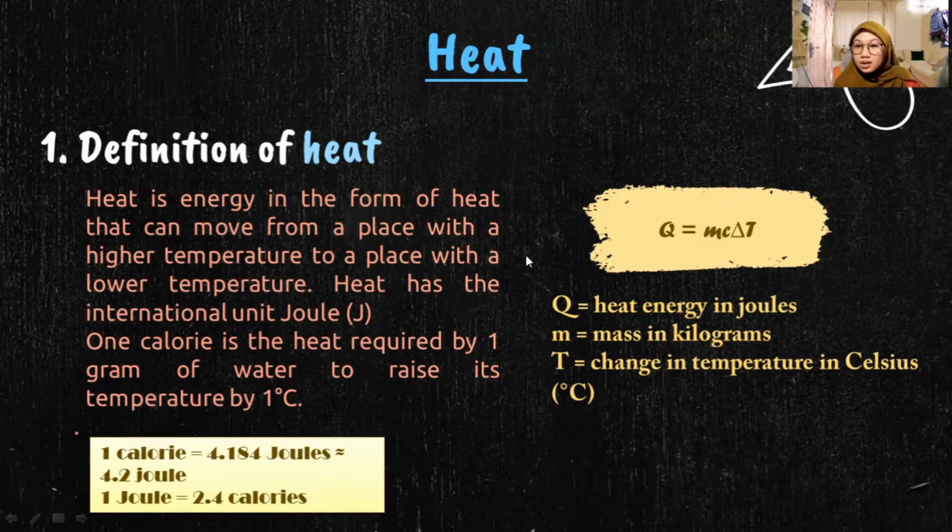Heat energy is defined as Q equals M times C times delta T, where Q is heat energy in joules or J, M is mass in kilograms, and delta T is change in temperature in Celsius.